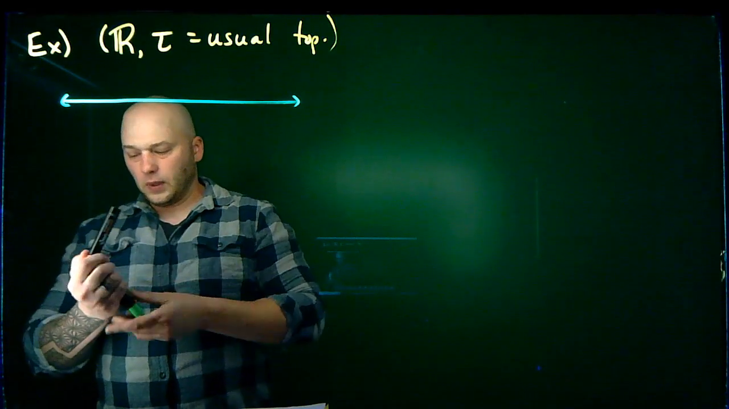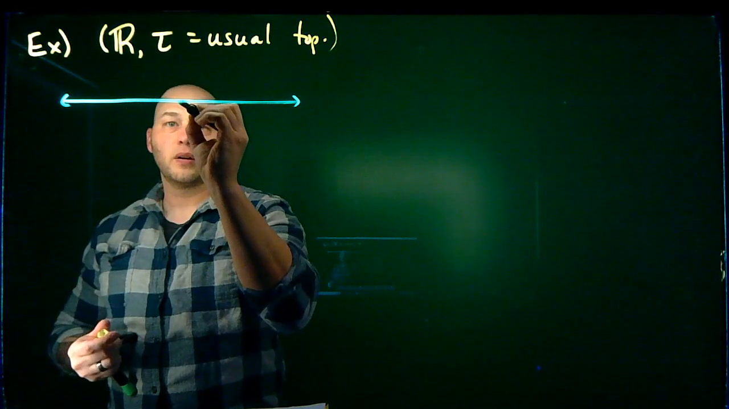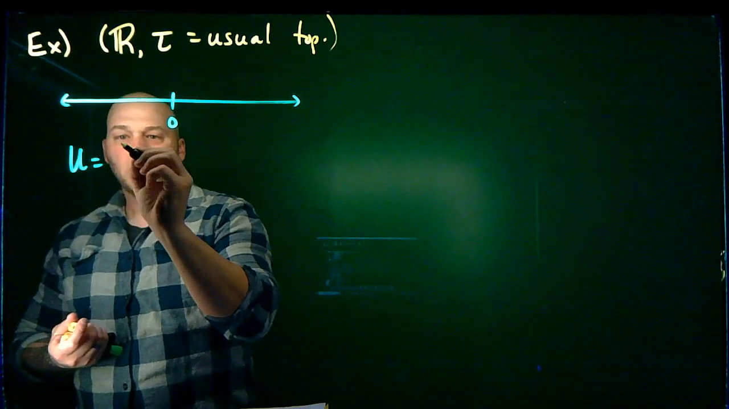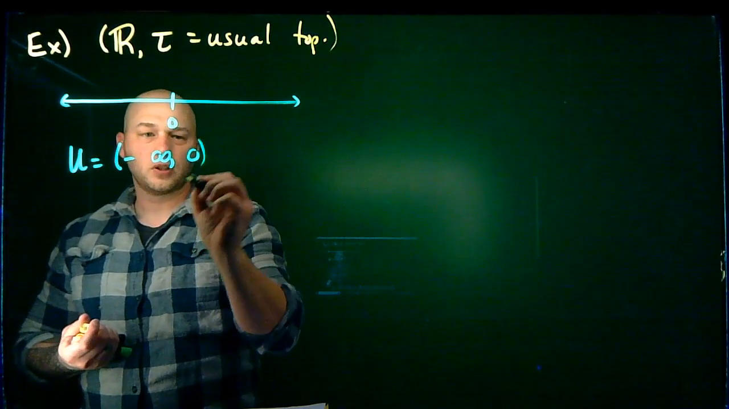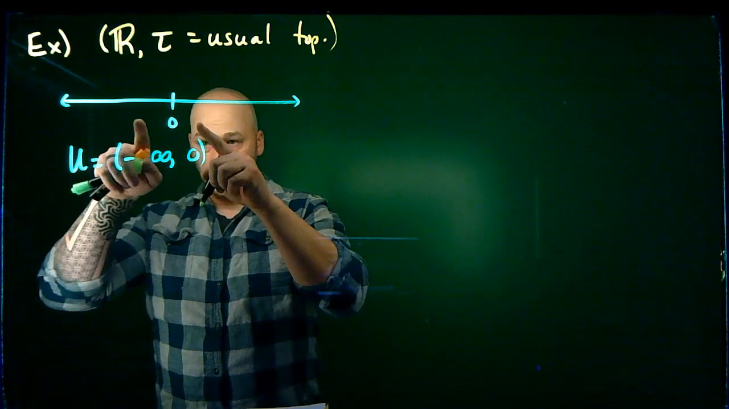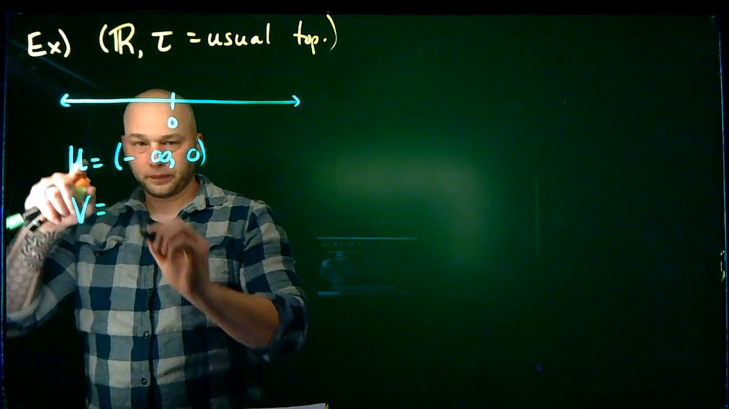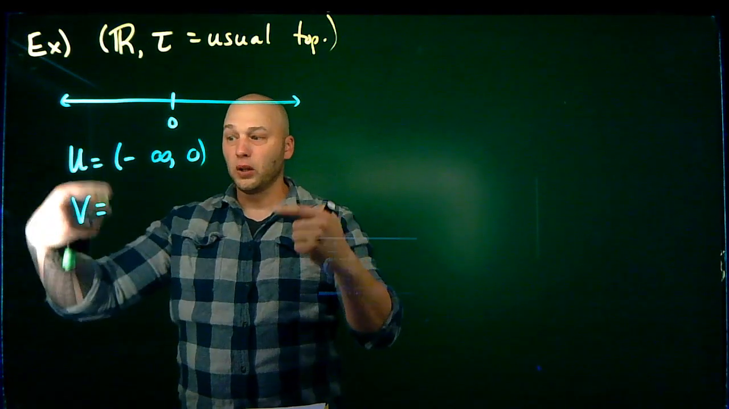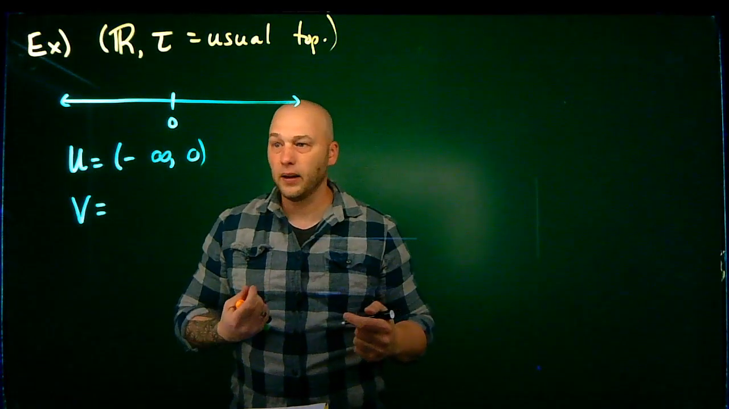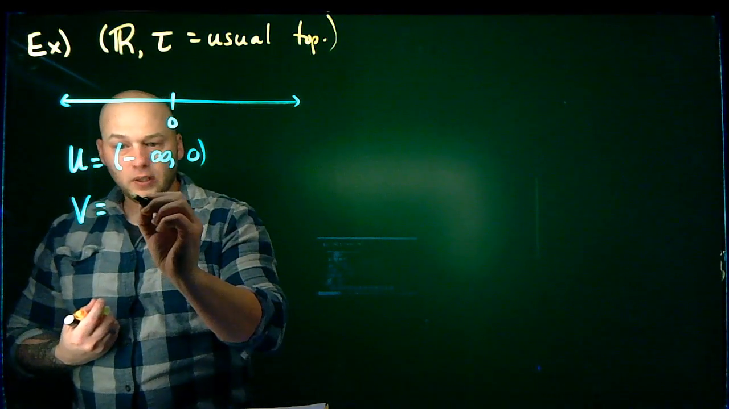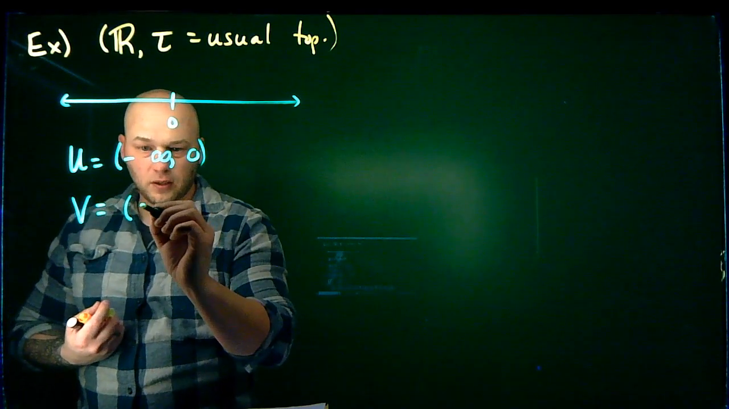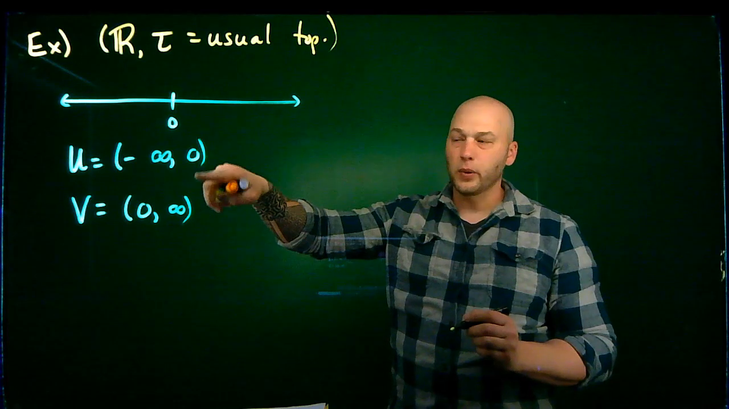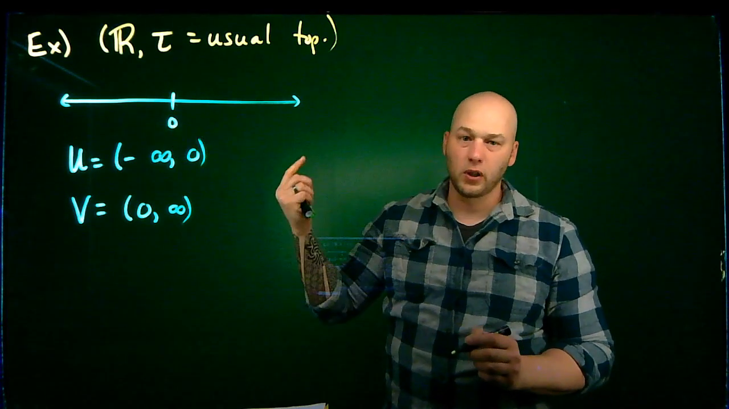Well, let's just say this is 0 right here in the middle, and let's say one open set U is minus infinity up to 0, and then my other set V would have to consist of everything else, because the union of these two would have to be the entire real line. If I said 0 to infinity, not including 0, then of course those are two open sets, but their union is everything except for 0.